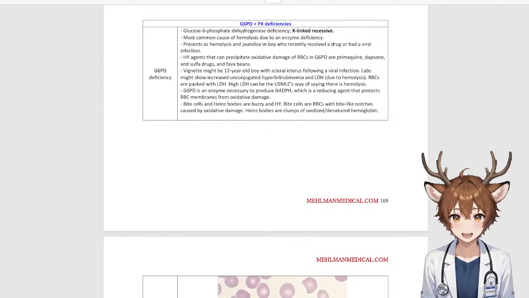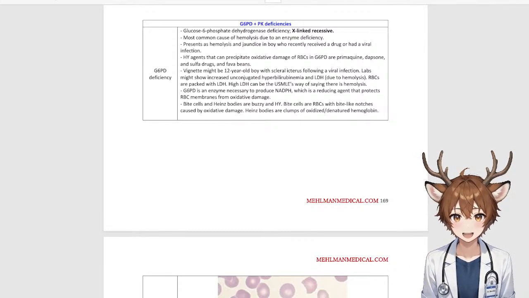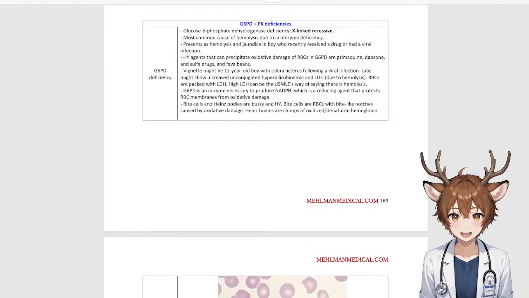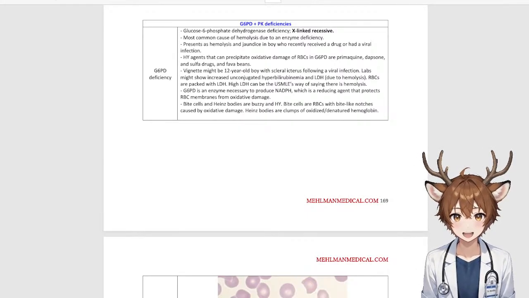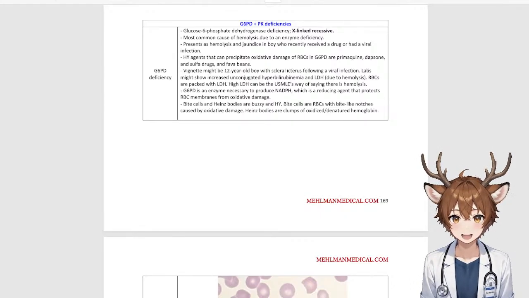Labs might show increased unconjugated hyperbilirubinemia and LDH due to hemolysis. RBCs are packed with LDH. High LDH can be USMLE's way of saying there is hemolysis. G6PD is an enzyme necessary to produce NADPH, which is a reducing agent that protects RBC membranes from oxidative damage.